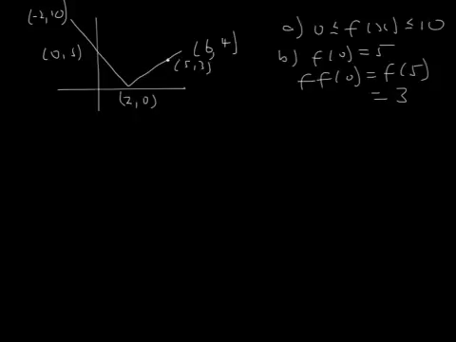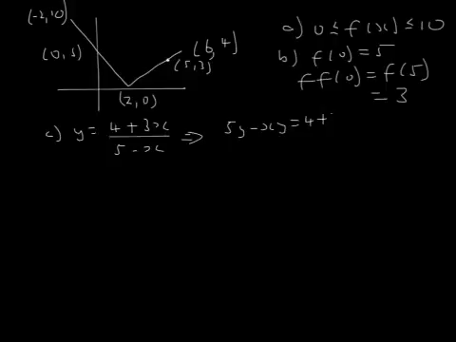In part C, we need to work out an inverse function. So let's do it this way. Right, y equals (4 plus 3x) over (5 minus x). So let's multiply both sides by 5 minus x. And now let's make x the subject.